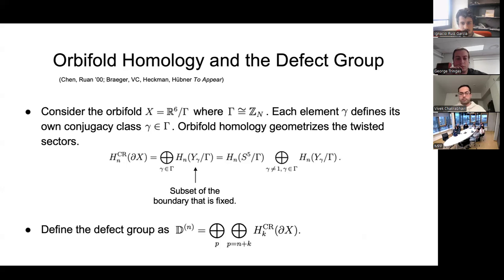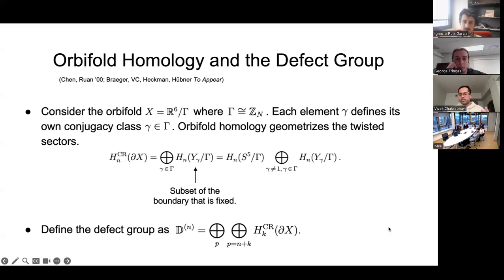And that machinery takes the form of orbifold homology, defined by Wei-Ming Chen and Yongbin Ruan in the year 2000. So again, let's consider the orbifold R6 mod gamma, where gamma is a cyclic group. And what Chen and Ruan tell us to do is to consider the subset of elements that generate some fixed point locus on the boundary space. I'm labeling this by Y of gamma. Then the orbifold homology group is given by a sum over all of these fixed point contributions. One thing to note is that we'll always get a contribution from the identity element. The identity element will always fix the full S5 boundary. And so part of orbifold homology is the singular homology contributions.